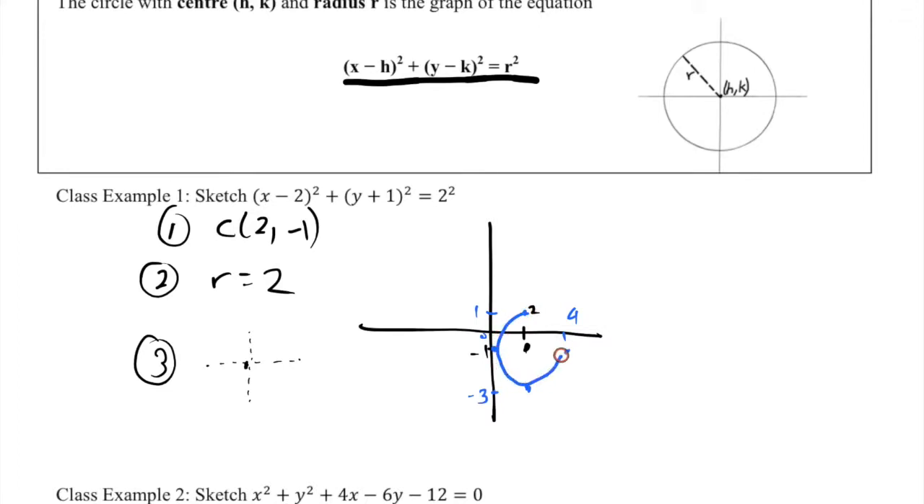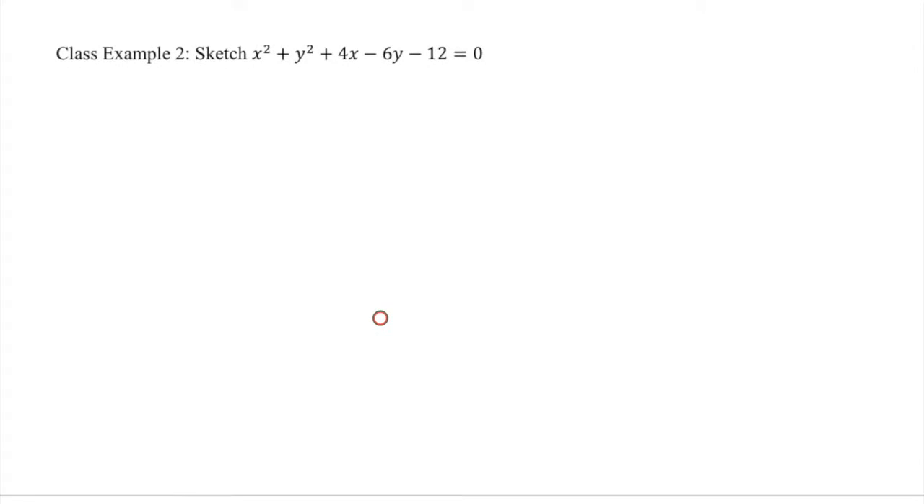If they ask you to find the x and y intercept, you can just let x or y equal 0 and you should be able to get those. Moving on to class example 2.